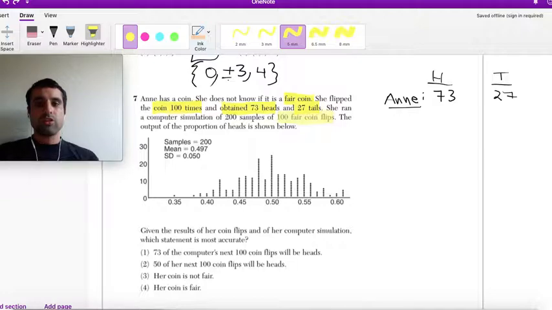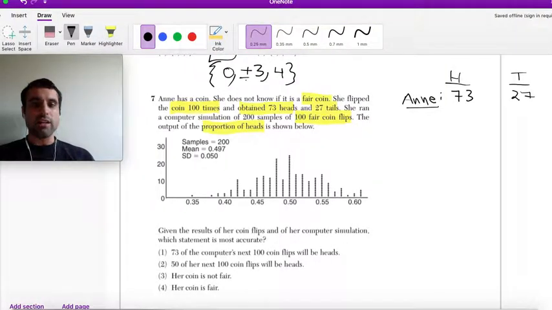The 200 samples, if you look, and the output of proportion of heads is shown below. So the output is giving a proportion of heads. Each dot represents 100 flips of a fair coin, meaning that there should be an equal chance of getting heads or tails, 50%. Each dot represents 100 flips. That's one simulation or one sample, right? She took 200 samples, so there are 200 of these dots. If you look carefully, this should follow an approximately normal distribution curve.